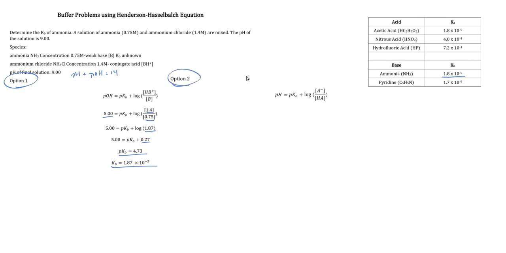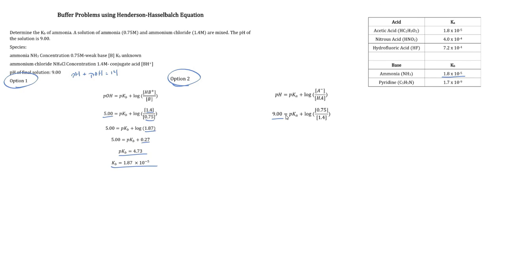Option 2. You can see I kept the weak acid form of the Henderson-Hasselbalch. Now I need to plug in what I know. Okay, this one specifically tells me to plug in pH, so I plug in my 9 here. Again, I am going to gun for pKa, so I'm not going to put anything in there. And then I just need to put my concentrations in. Now here is where you need to be careful.